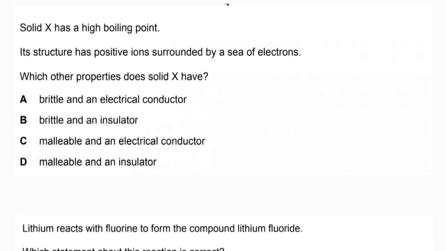Solid X has a high boiling point. Its structure has positive ions surrounded by a sea of electrons. So that's the clue, that's the hint. It has to be a metal. Which other properties does solid X have? So properties of metals, that's what they're asking. Brittle, an electrical conductor? No, it's not brittle. Metals are malleable. Brittle, no. Malleable, an electrical conductor? That could be right. Malleable and an insulator? No.